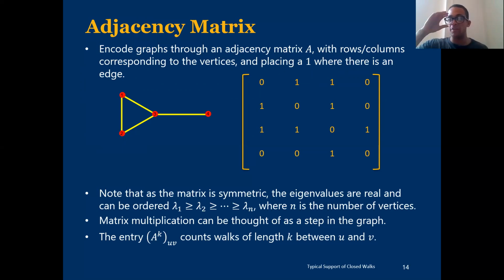A way that this manifests itself is that if I take the adjacency matrix A, raise it to the kth power, and then look at the individual entries, the entry corresponding to vertices U and V just counts the number of walks between U and V.